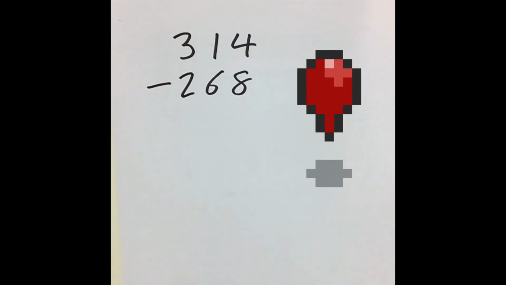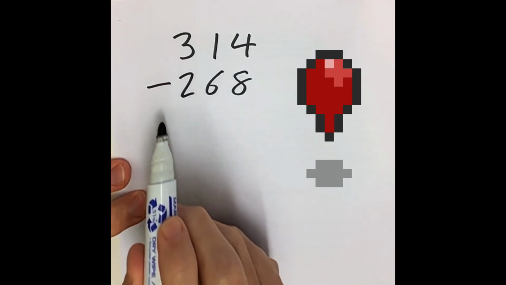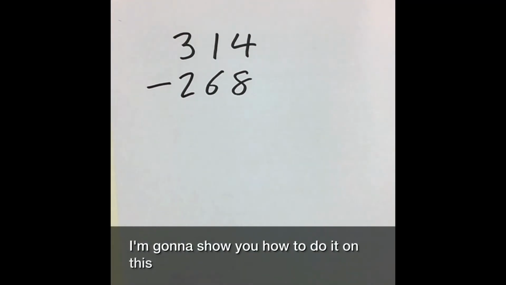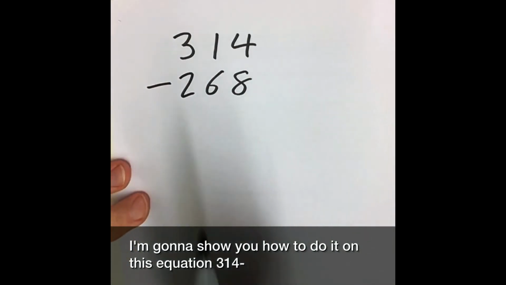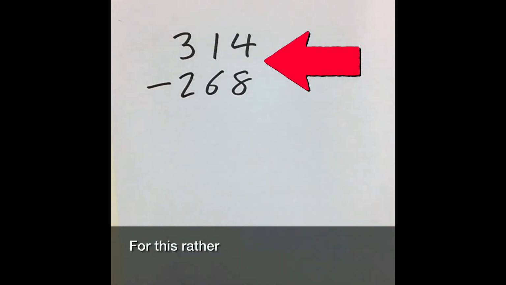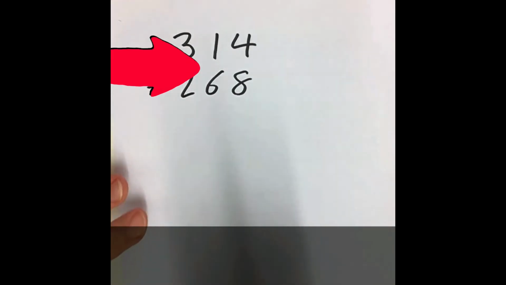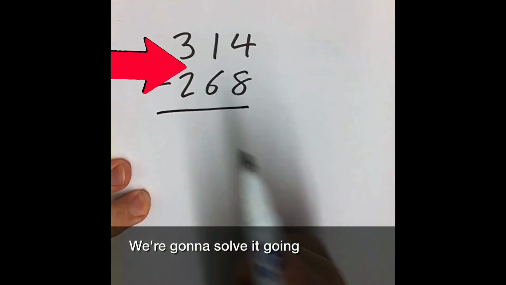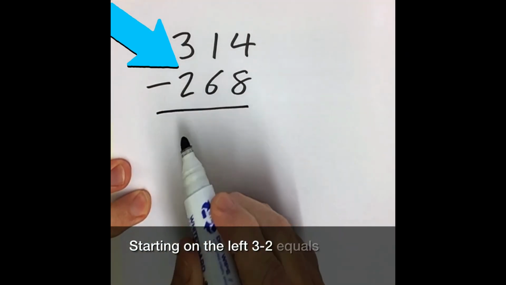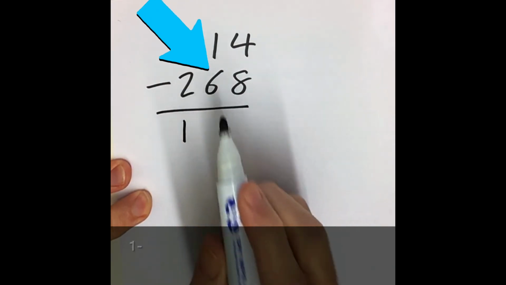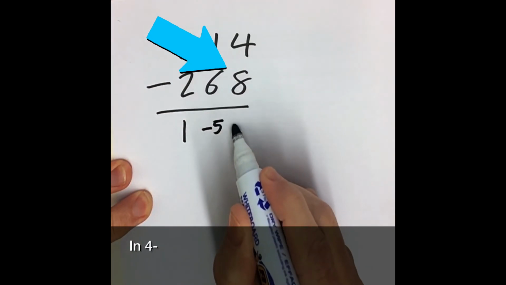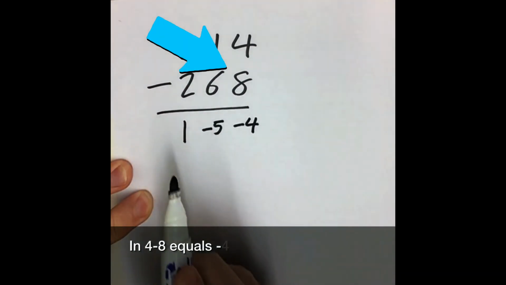This is my new favourite way to do subtraction. I'm going to show you how to do it on this equation, 314 minus 268. For this, rather than going right to left, we're going to solve it going left to right. Starting on the left, 3 minus 2 equals 1. 1 minus 6 equals negative 5. And 4 minus 8 equals negative 4.